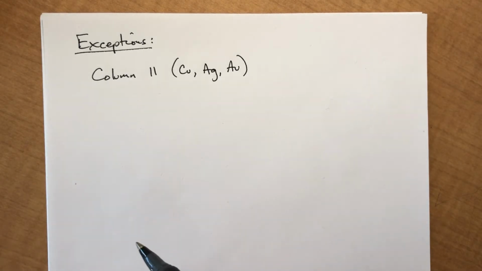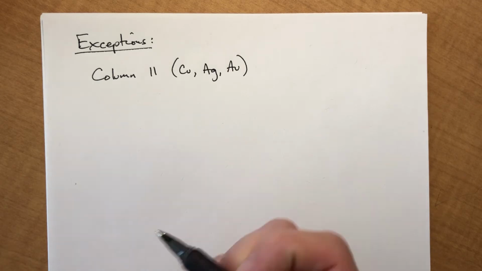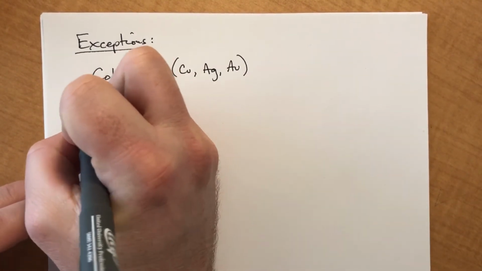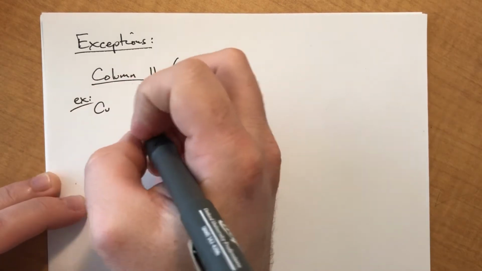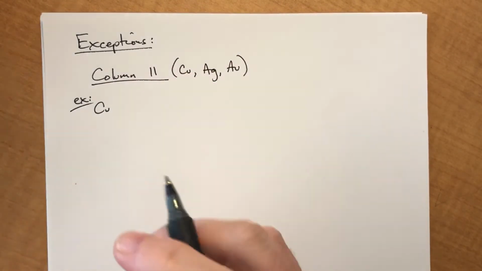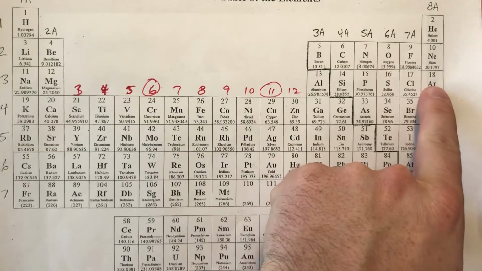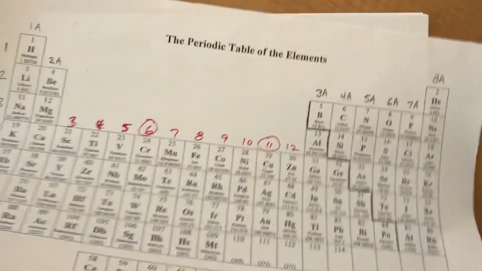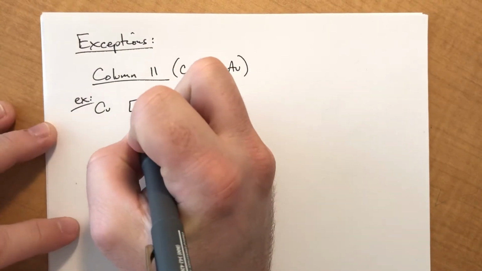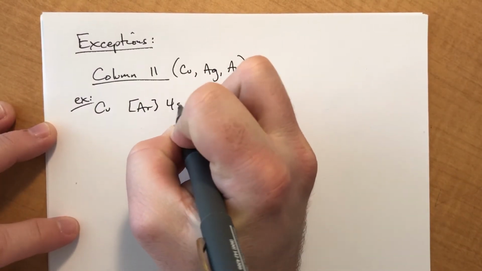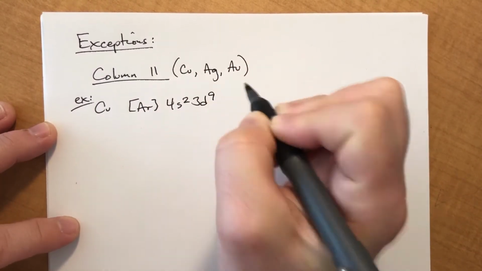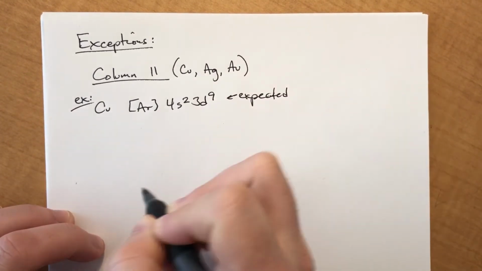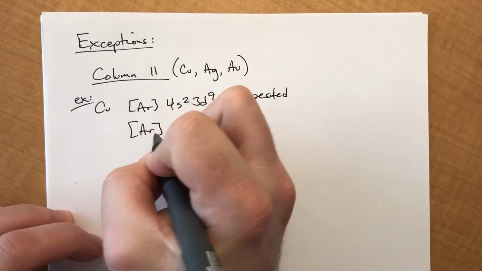Okay. So, for example, let's look at copper. The expected answer for the electron configuration would be argon 4s2 3d9, right? This is the expected answer. It turns out that the actual answer is this.